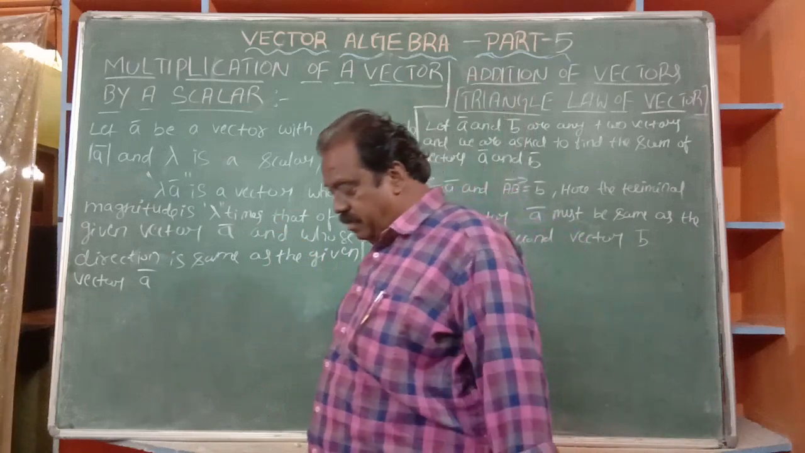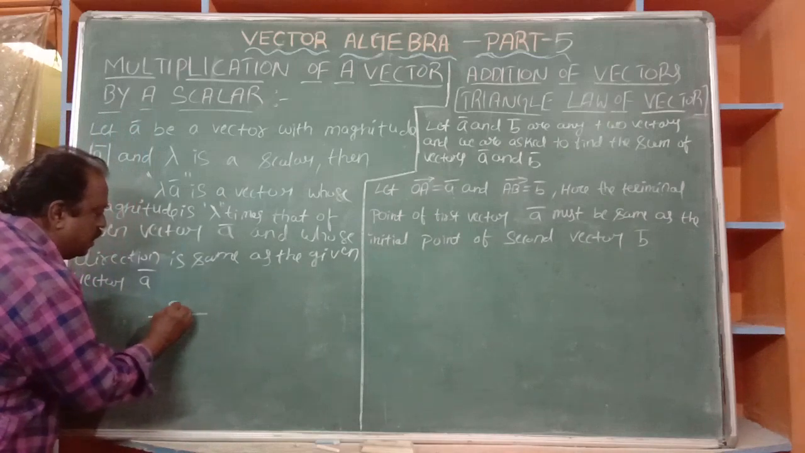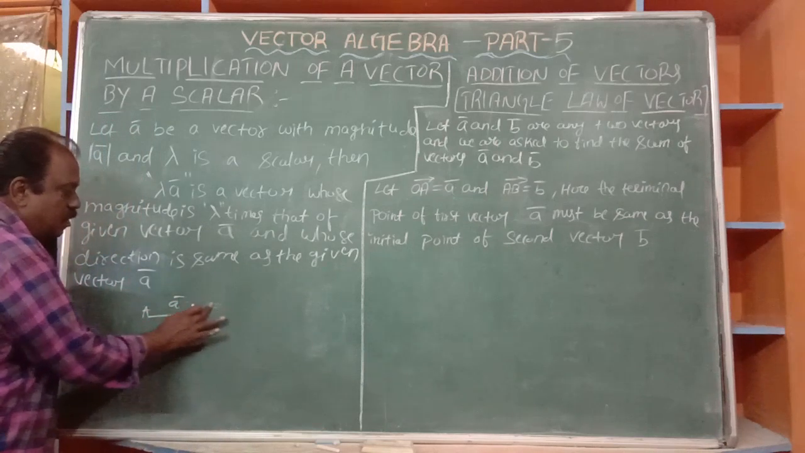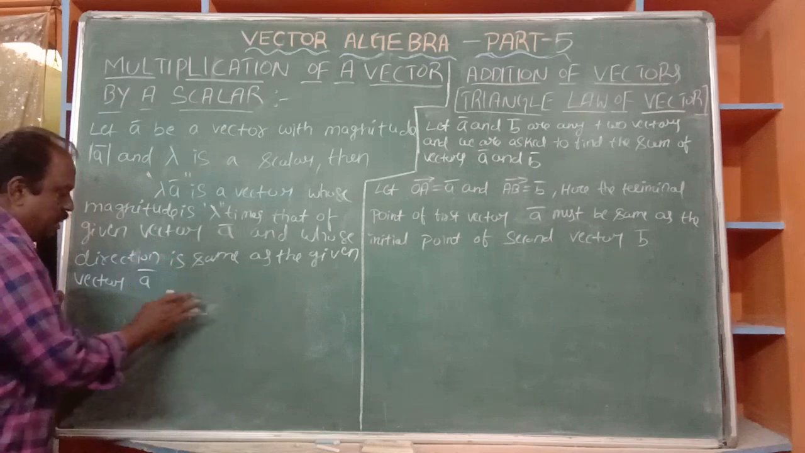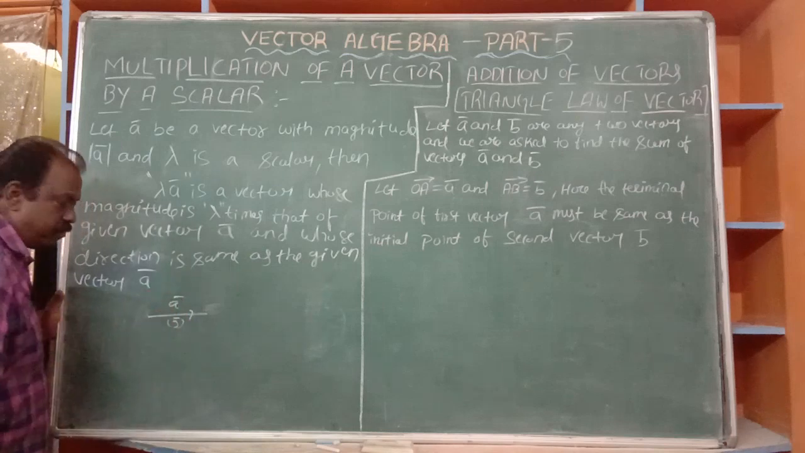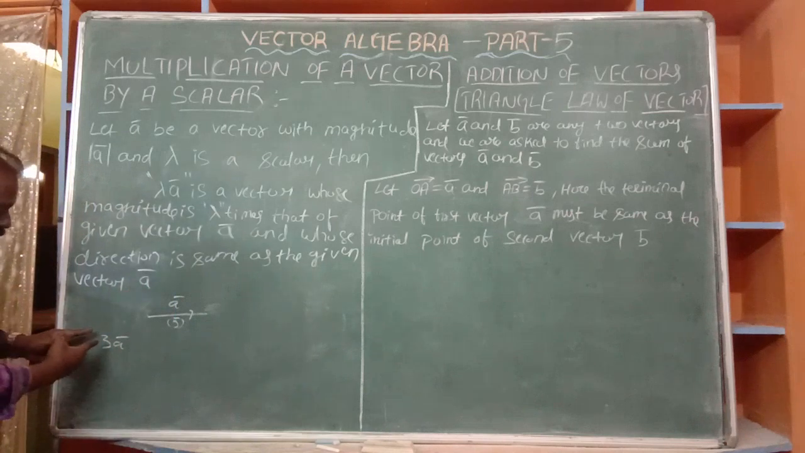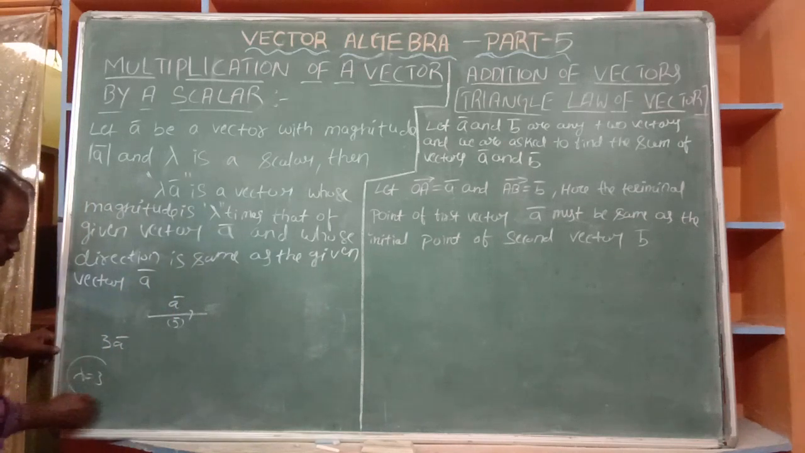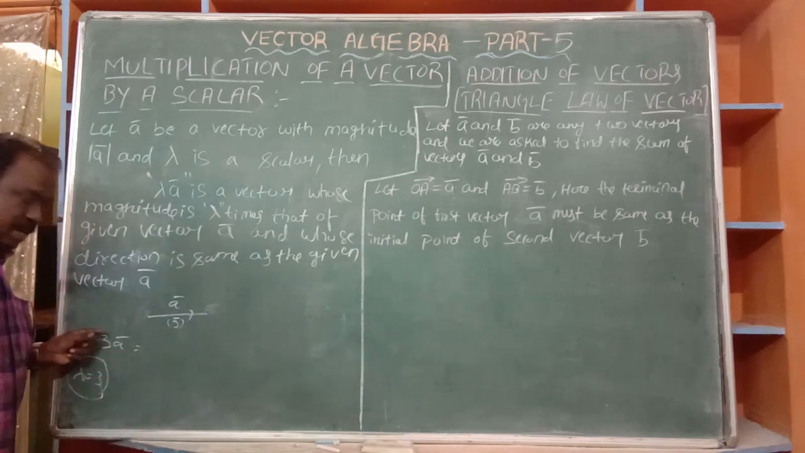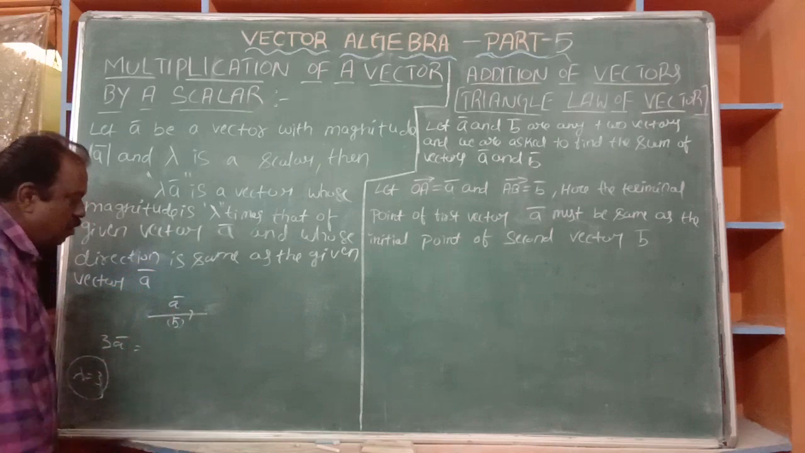Again, suppose there is a vector A bar, say AB bar. You simply assume this is a vector A bar. Its length is, suppose, 5 units. And we are asked to find 3 A bar. 3 A bar means here lambda is 3. That is the meaning. 3 A bar means it is 3 times the magnitude of A bar. The magnitude of A bar is 5 units.